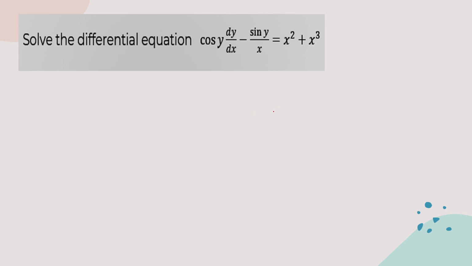You can see that sine y is there. We will take sine y as t. Okay, let's solve. Cos y dy by dx minus sine y upon x is equal to x square plus x cube.